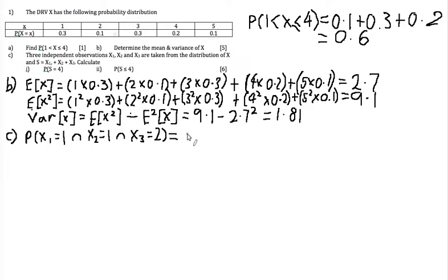In order to get s equal to 4, the probability x1 is 1 is 0.3. These are independent observations, so remember we can just multiply their probabilities, so that's 0.3 times 0.3, and then x3 equals 2 is then times by 0.1, which equals 0.009.